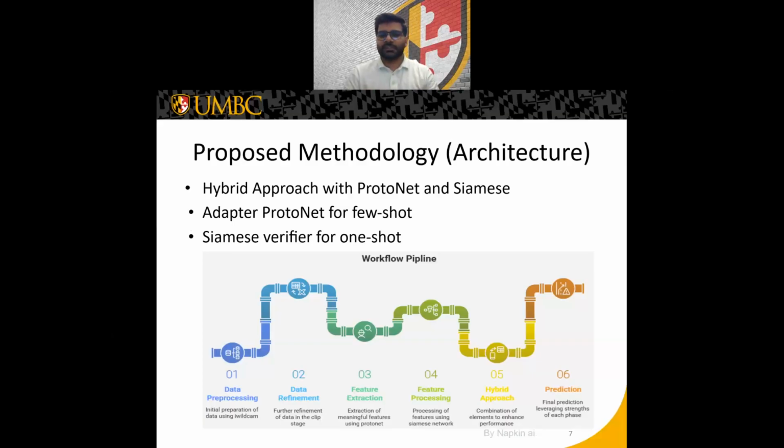So both of these are deep learning models, and we trained them. First we did pre-processing, then data refinement, and then the feature extraction was done through ProtoNet network. Then feature processing of those extracted features was done using CMEs network. And then the hybrid approach came in, which was the combination of both. For example, if a species has more than one image, those images will go to CMEs network and ProtoNet network, and if a species has only one image, then that will go to the CMEs network prediction. Then the predictions were made.